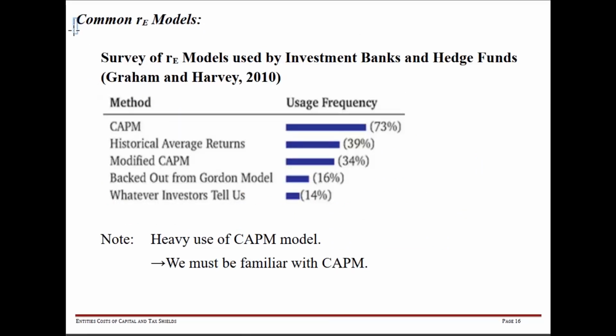So given that this is a tough problem, which probably means we're going to have crummy models to help solve this problem, what are some of the ways that folks estimate cost of equity capital? A great survey done by Graham and Harvey in 2010 for investment banks and hedge funds found that most of them used the capital asset pricing model method, and a bunch used historical average returns. Some used modified CAPM, which just has some improvements built into it. And some use this thing called the Gordon model we don't have to worry about now. And I love this: whatever investors tell us. That's just great. That's the type of firm you probably don't want to work for.